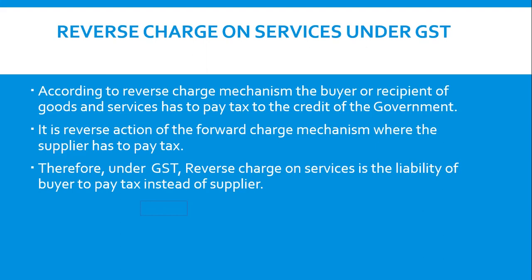In the normal course, what will happen? Buyer will pay tax to the seller. Seller will collect tax from the buyer, and he will pay on behalf of him to the government. It is the work of the seller, but in some cases the seller is not registered or he is maybe an overseas supplier. In that case, the tax liability rests with the buyer. That means the buyer has to create the tax liability and he has to pay on behalf of the seller. That is the reverse charge mechanism.